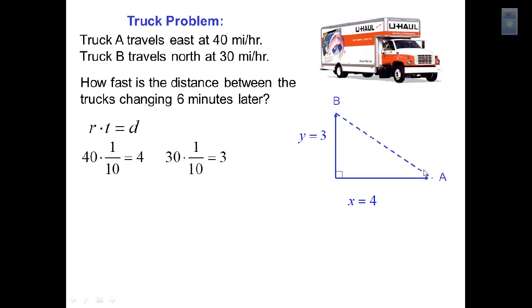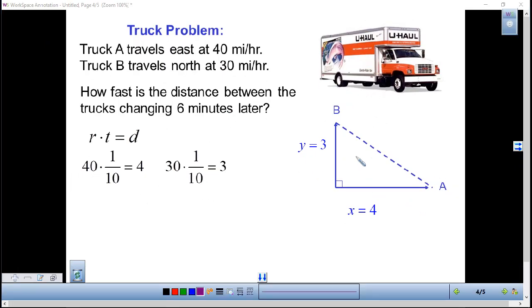And this dotted line right here is what we're looking for. We're looking for what that change is going to be. Let's go ahead and call that z. So we're looking for dz/dt. Now, what is z in this case at that moment in time? Well, it's 5. 3, 4, 5, Pythagorean triple, so we know that. So this is 3 miles, 4 miles, and 5 miles.